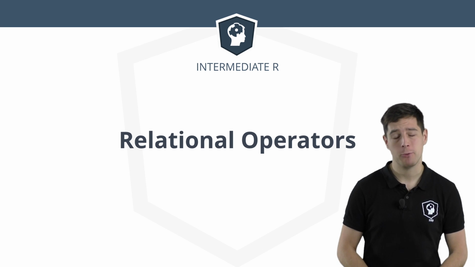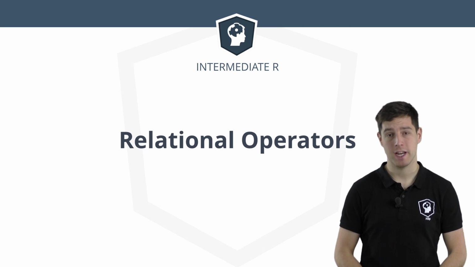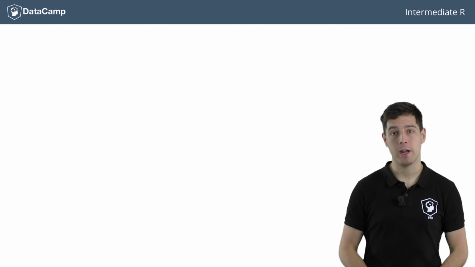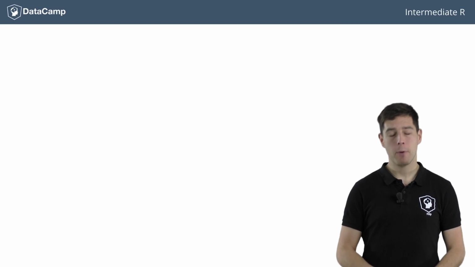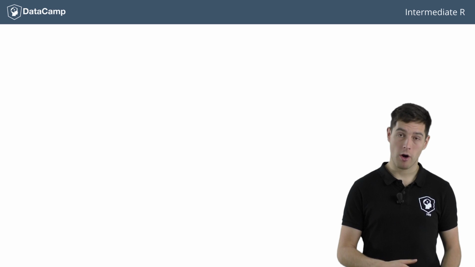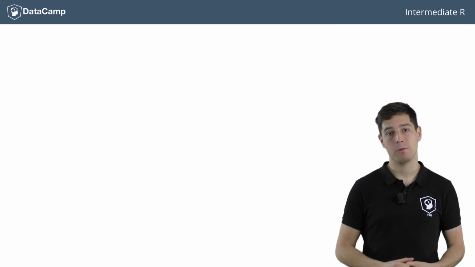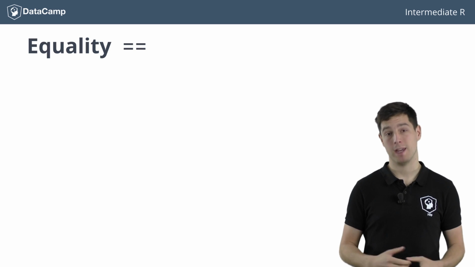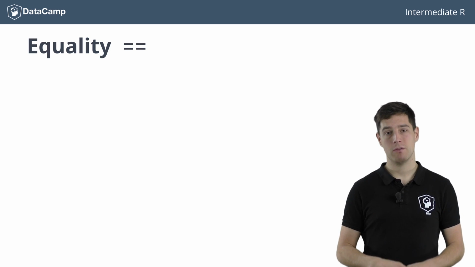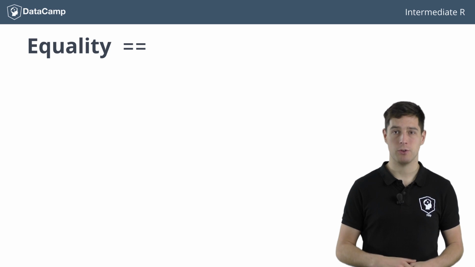Next stop on our trip through the wonderful world of R, relational operators. Relational operators, or comparators, are operators which help us see how one R object relates to another. For example, you can check whether two objects are equal. You can do this by using the double equal sign. We can, for example, see if the logical value TRUE equals the logical value TRUE.